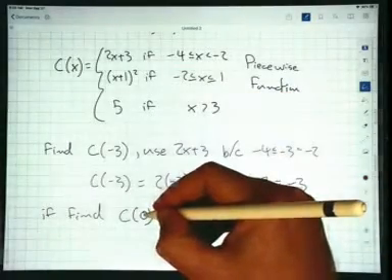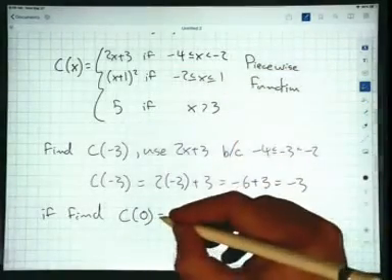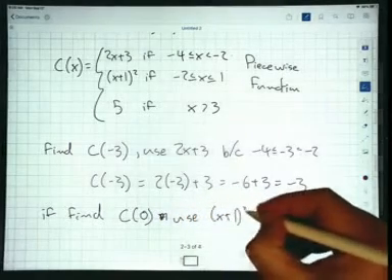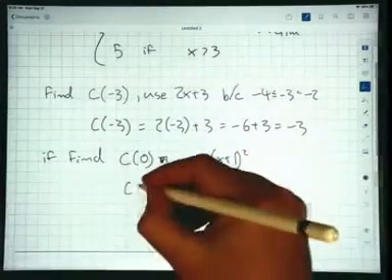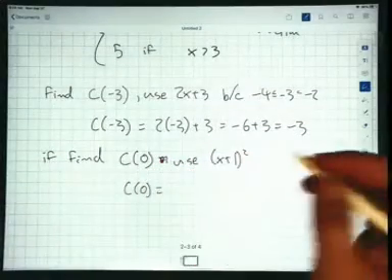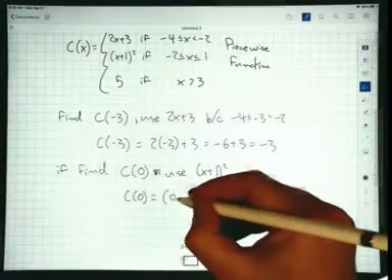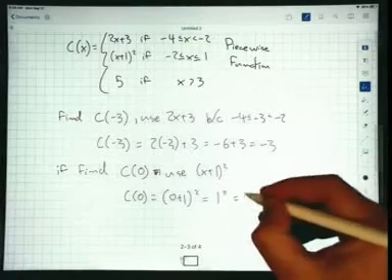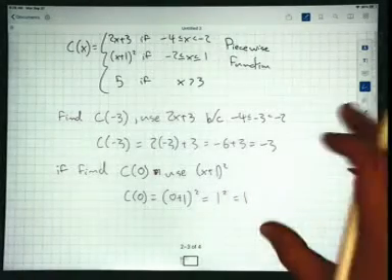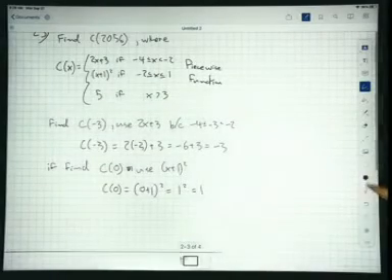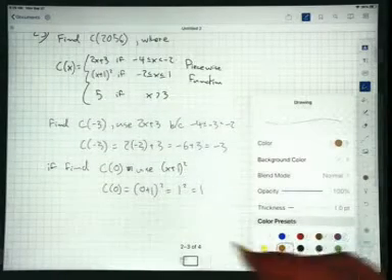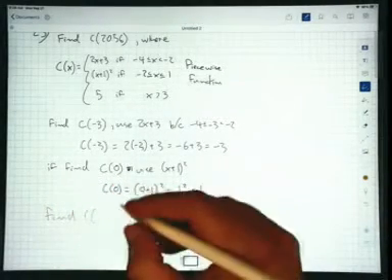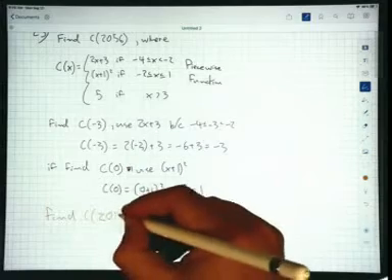Since 0 belongs to interval 2, we're going to use x plus 1 quantity squared. So that means C at 0 is going to be 0 plus 1 quantity squared, which is 1 squared, which is 1. So, back to the question. Find C at 2056.